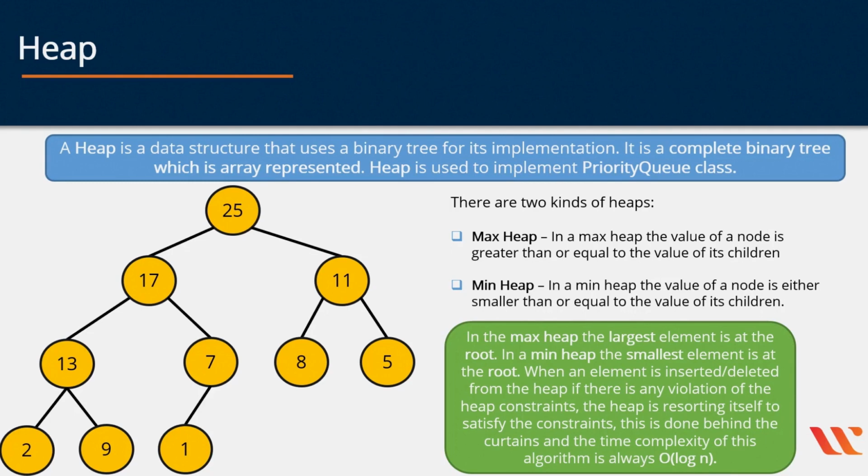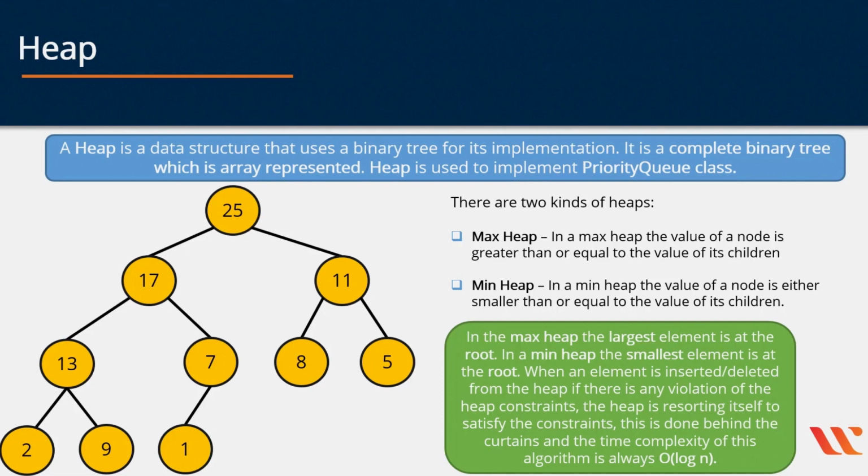Okay, and finally, the data structure which is important for our next lesson: heap. A heap is a data structure that uses a binary tree for its implementation. It is a complete binary tree which is array represented. Heap is used to implement the priority queue class. Now you know why we went through all this.